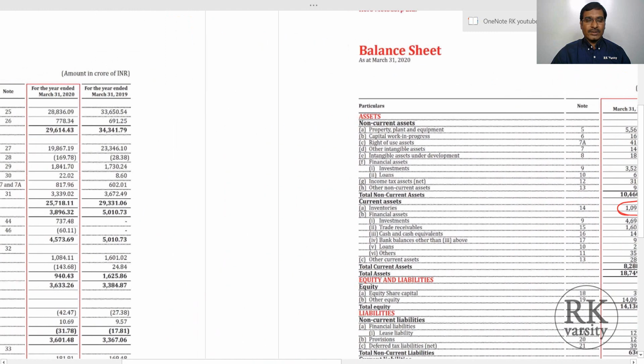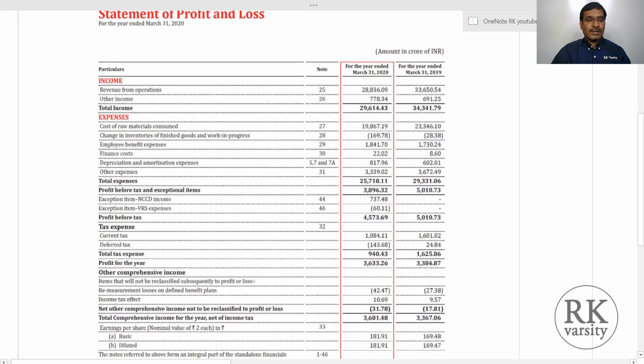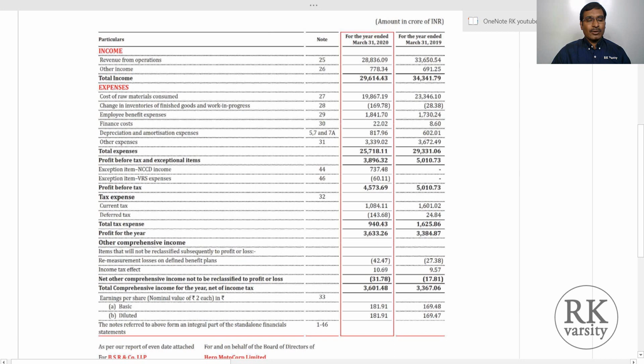Then how are you going to calculate the cost of goods sold? Here the statement of a profit and loss account shows your revenue and other income, expenses. So you will not be able to find out how much of raw material consumed and what are the direct expenses. One thing clearly visible here is the raw material consumed. So during the time period, the raw material consumed is 19,867.19 crore. But how about the direct expenses?